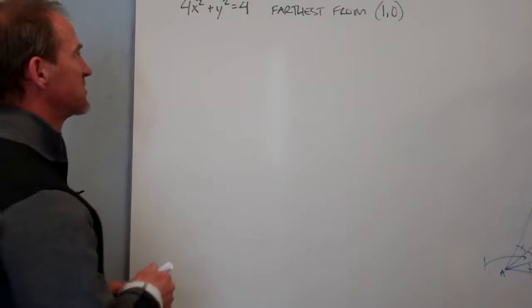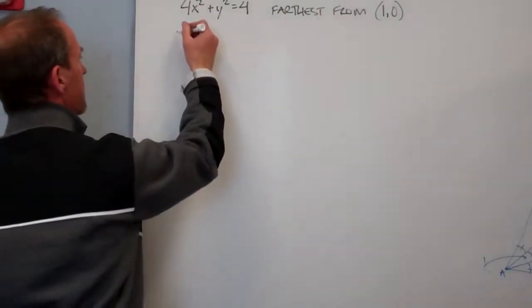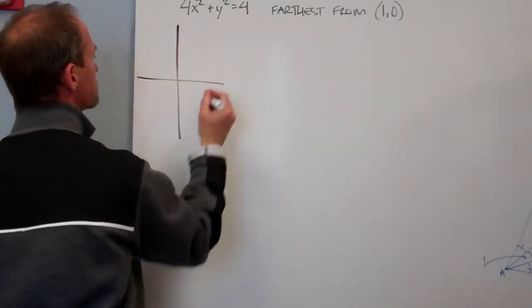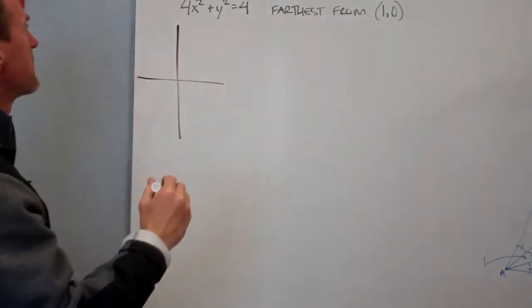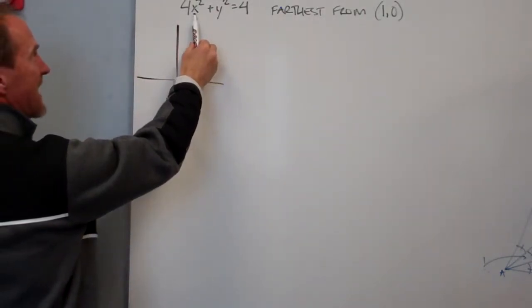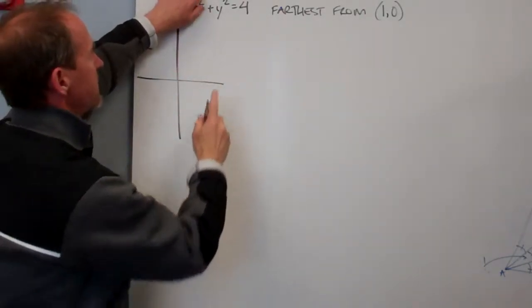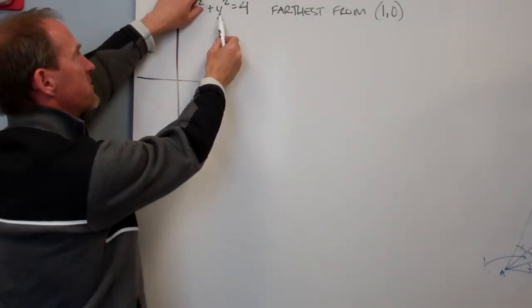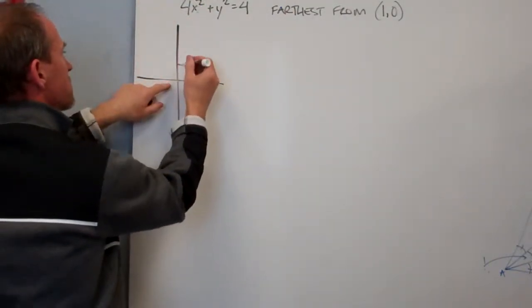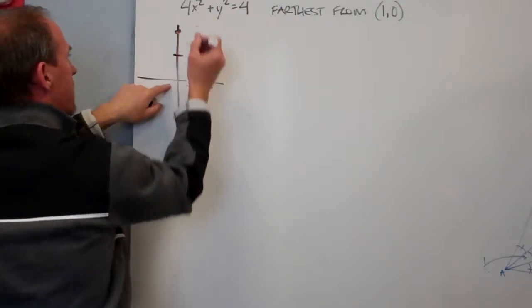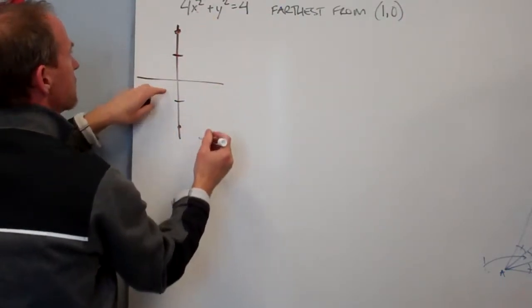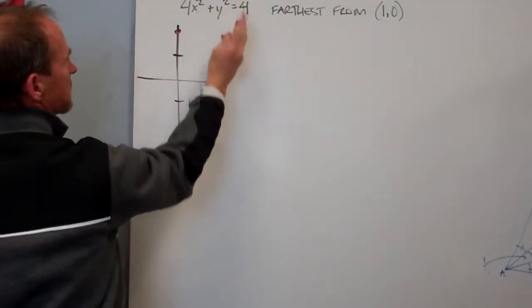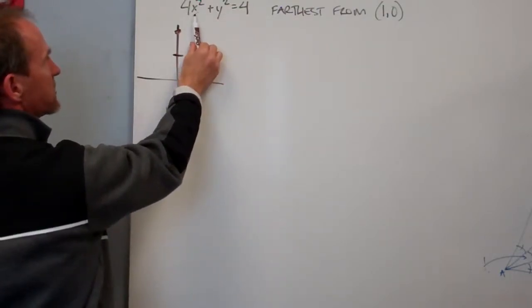I think part of the problem is just getting a picture of this, sketching a graph of an ellipse. An ellipse is an oval shape. You can plot it by finding the intercepts. If x is 0, the y values are going to be plus or minus 2. Conversely, if I let y be 0, my x values are going to be plus or minus 1.